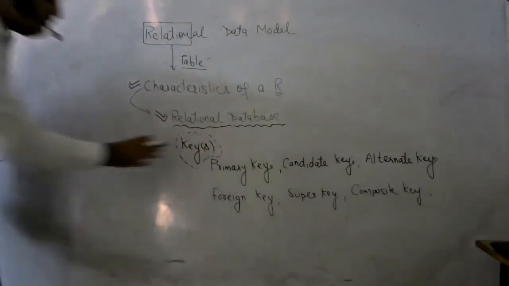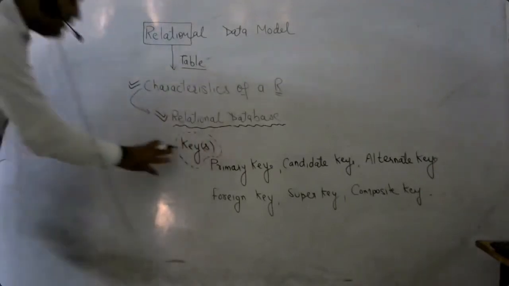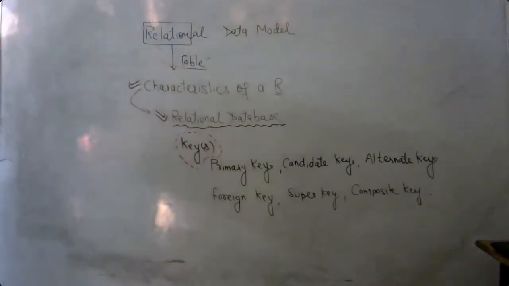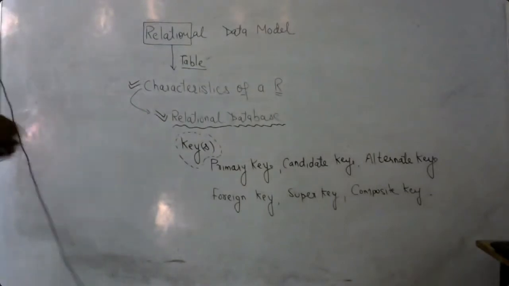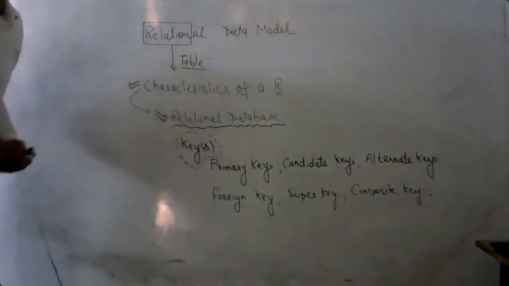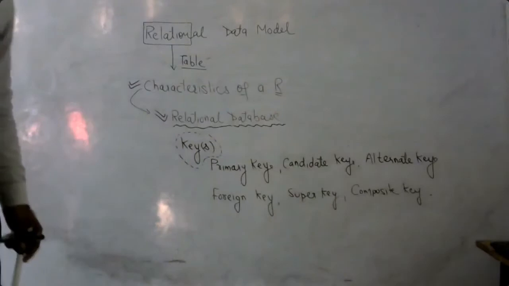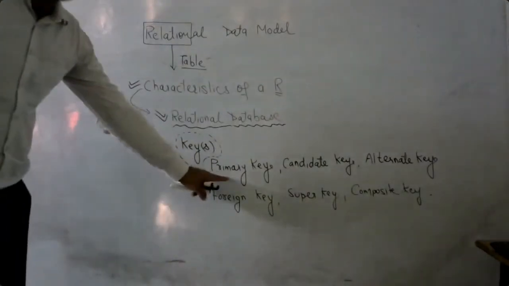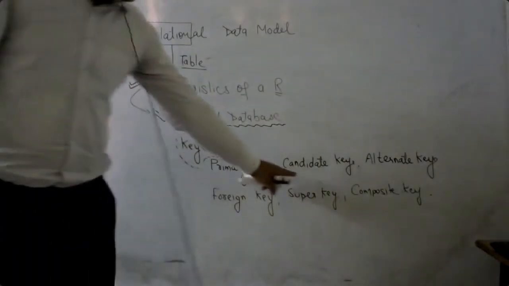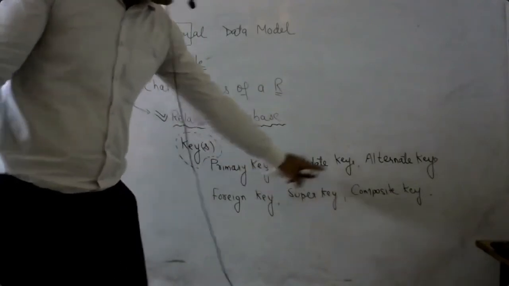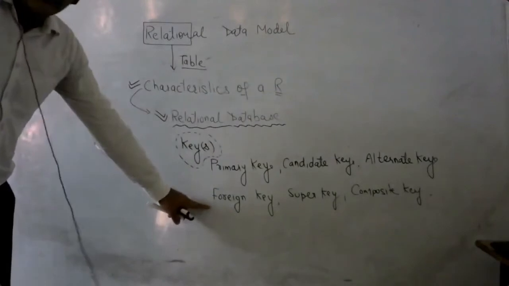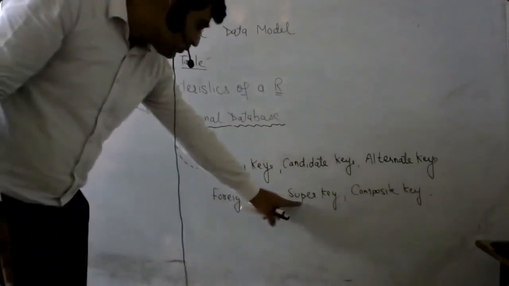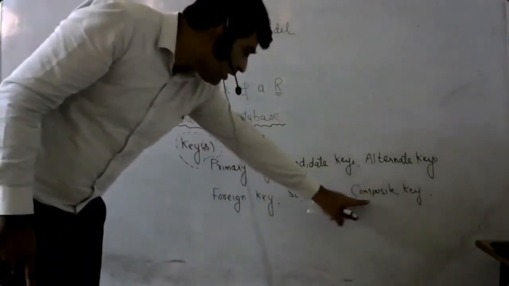So first we will understand what a key for a relation is. And when we talk about keys for a relation or relations, we will cover the different keys that are there. Those are primary key, candidate key, alternate key, foreign key, super key, composite key.